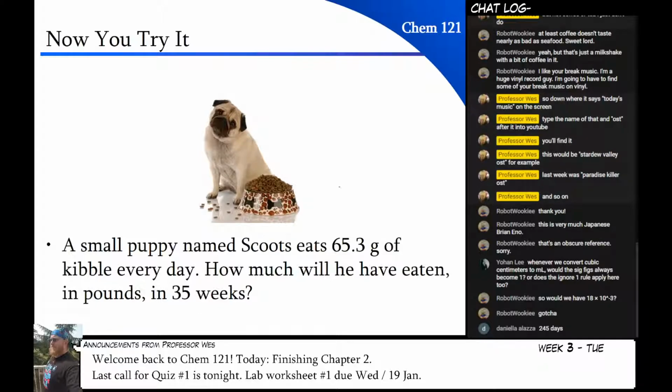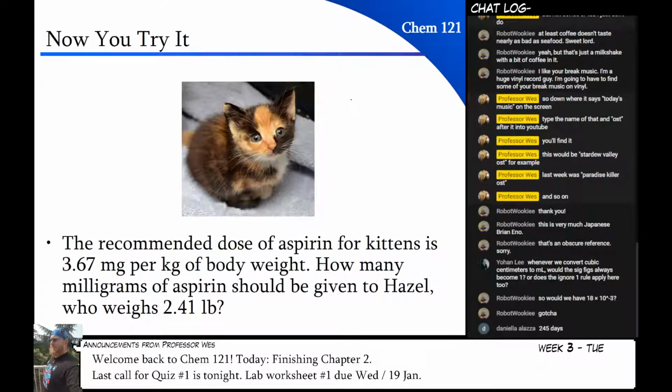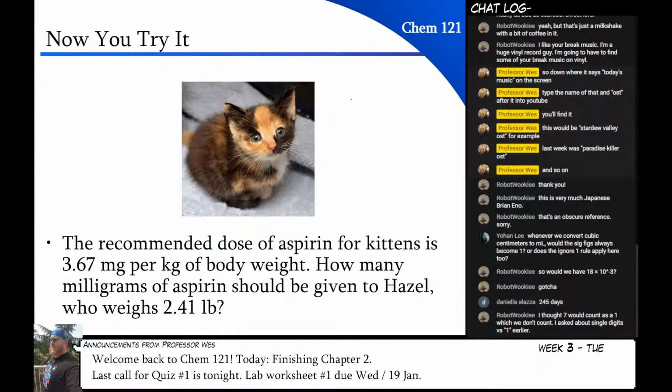All right. Next problem for you. This is Hazel. Hazel injured her paw, and we're going to take her to the vet. And the vet recommended that the recommended dose of aspirin for a kitten is 3.67 milligrams per kilogram of kitten. How many milligrams of aspirin should be given to Hazel, who weighs 2.41 pounds because she is the most adorable kitten?